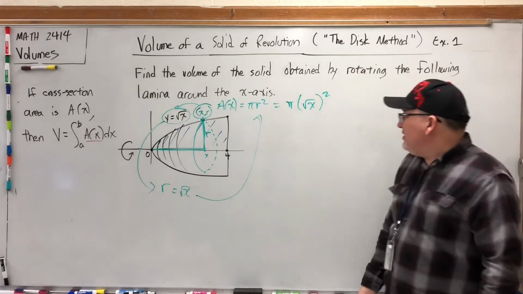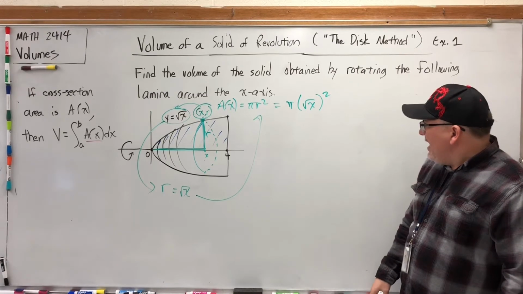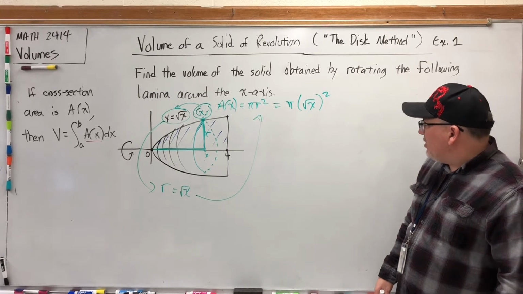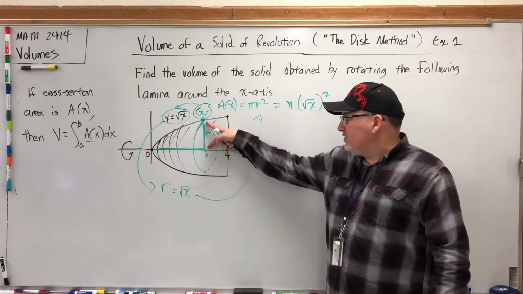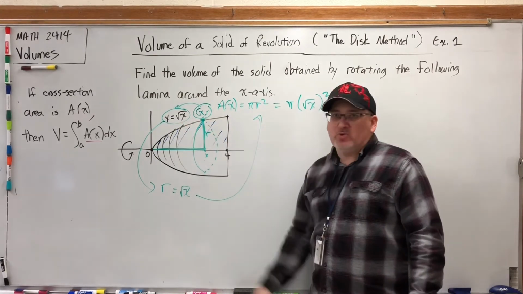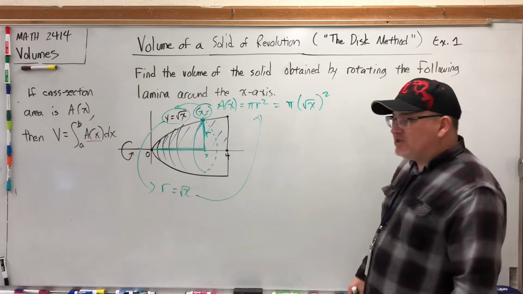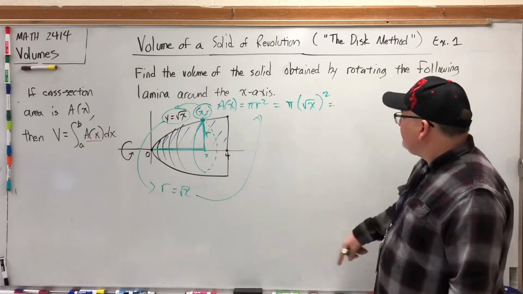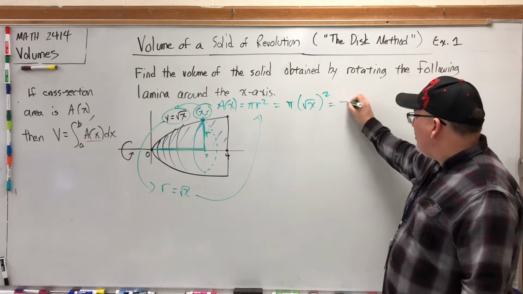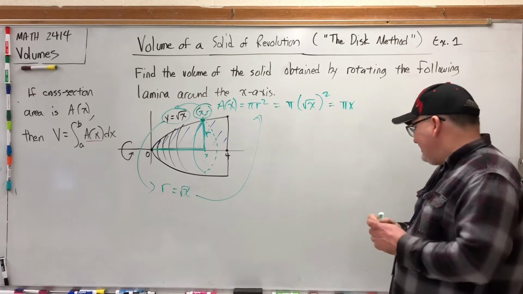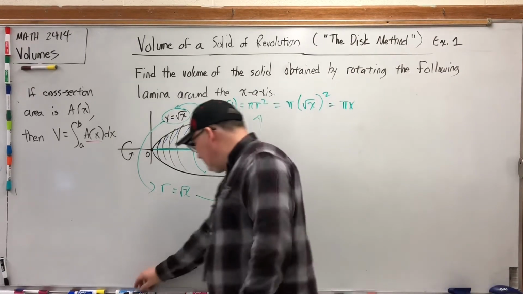And at this point you might be thinking, well, yeah, because our radius was just the y-coordinate of this point, and on this graph y equals the square root of x. This sounds like something we can generalize. Well, let's finish this problem first. The square root kills the square, and we have pi times x. Oh, that's going to be an easy one to integrate.